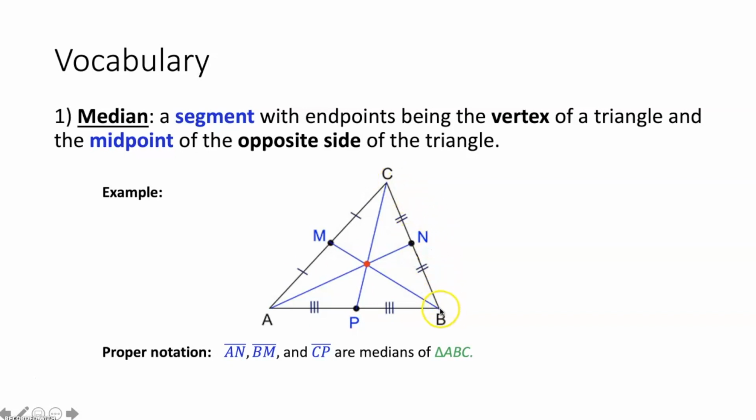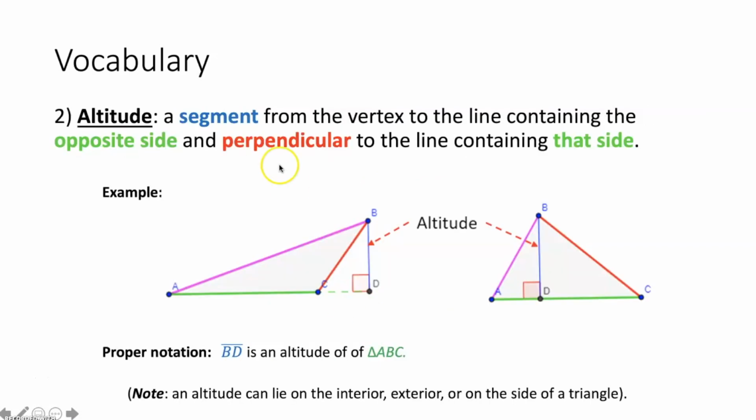Same thing with segment BM. That would be a median of triangle ABC because it goes from vertex B to the midpoint of the opposite side, point M. And same thing with segment CP. That would be a median of triangle ABC because it goes from vertex C to the midpoint of the opposite side, point P.